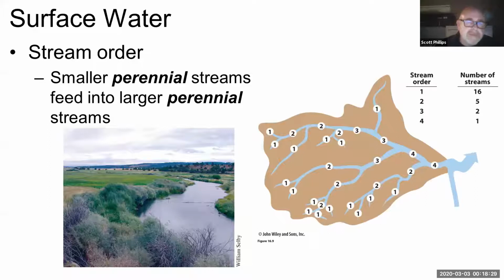The perennial streams that run year-round develop into a network. Smaller perennial streams meet up and feed into larger perennial streams, which meet up into larger ones, et cetera. So this creates a network of streams fed by smaller ones, usually higher in the mountains, that feed into larger and larger streams. This might be smaller streams up in the Sierra Nevada, and this may be like the San Joaquin River here.